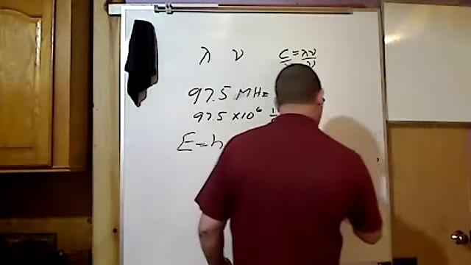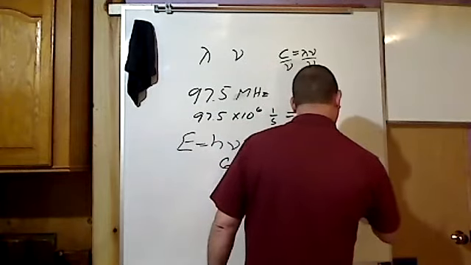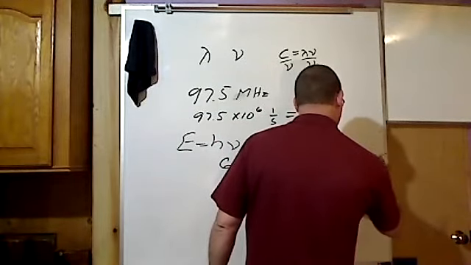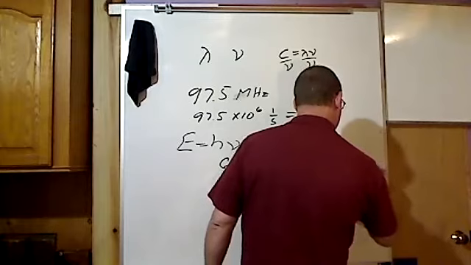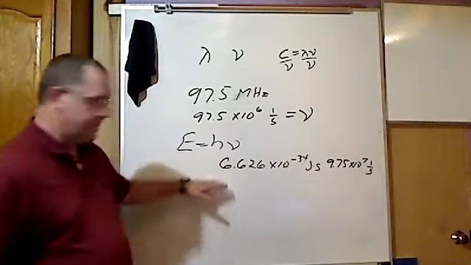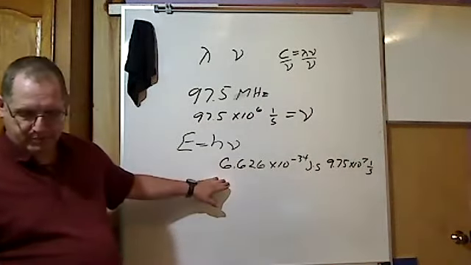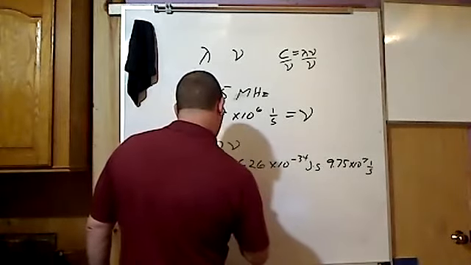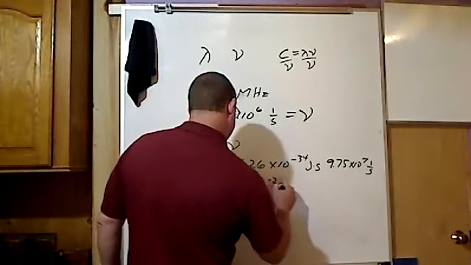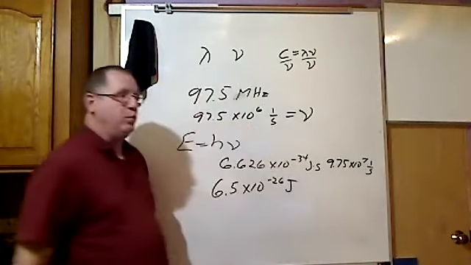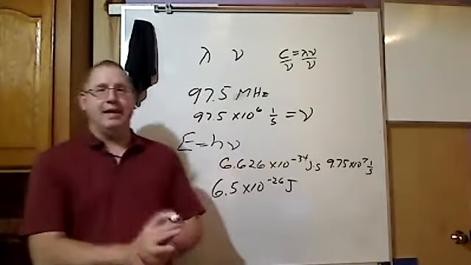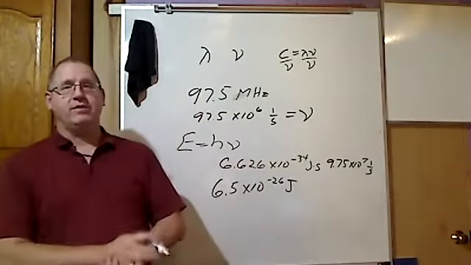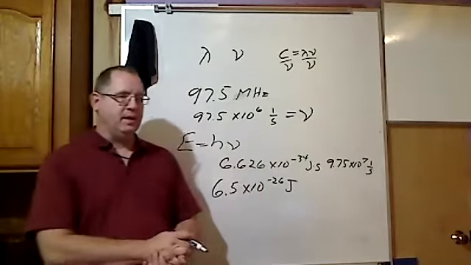And if we multiply that by 9.75 times 10 to the 7th, 1 over seconds, this is going to give us our energy, which in this particular case is going to be 6.5 times 10 to the negative 26 joules. That's a really small amount of energy, but again, it's the energy of a radio wave. Radio waves are very low energy, okay?